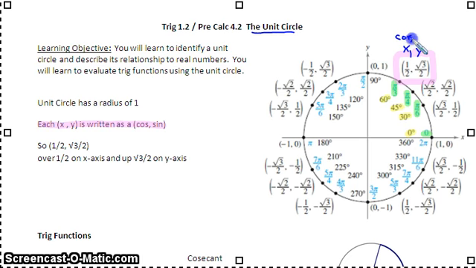So what I'd like you to do for me, if you would please, is get out your formula sheet and write on your formula sheet right above one of these x comma y pairs, it doesn't matter which one, but write cosine comma sine. That's going to help you remember that x is the cosine value and y is the sine value.